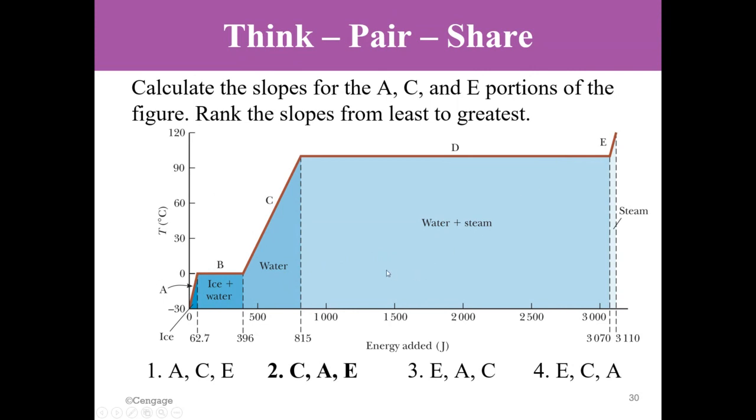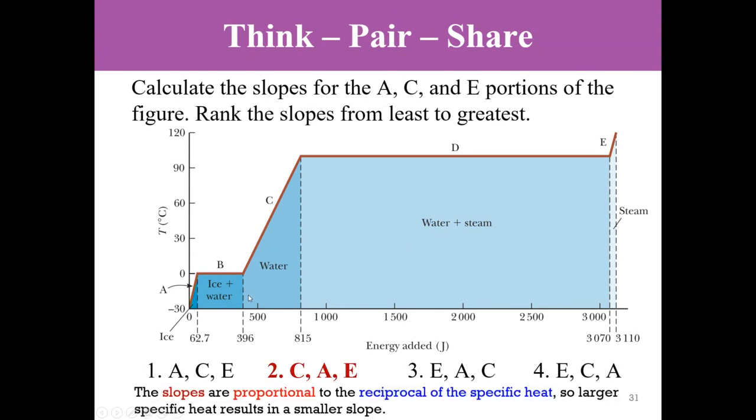So you need to do the math with your calculators, and once you complete this activity, you will arrive at this answer, okay? Because the slopes are proportional to the reciprocal of the specific heat, the larger specific heat results in the smaller slope. Water, process C, this one will have the smallest slope. Then this comes next, and this comes third in this comparison.